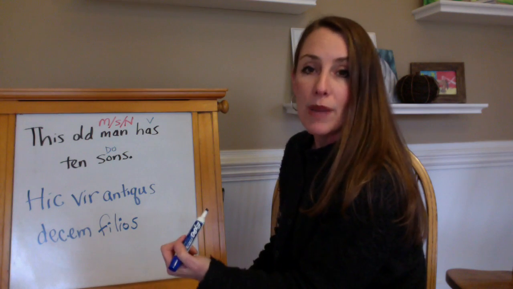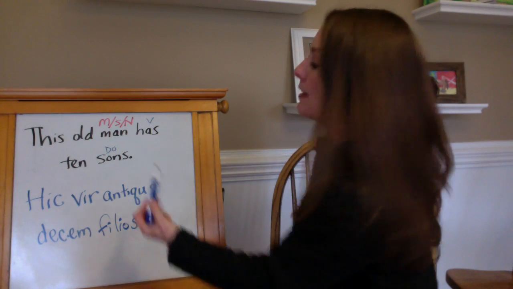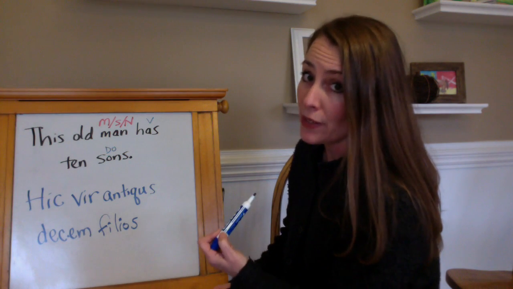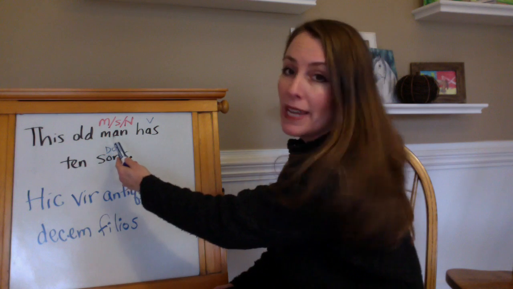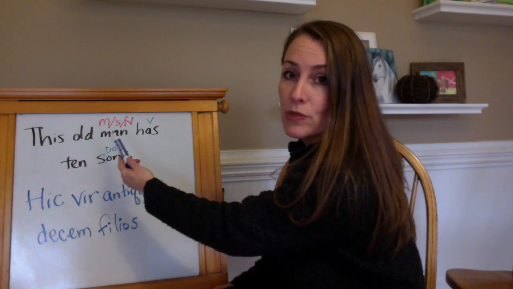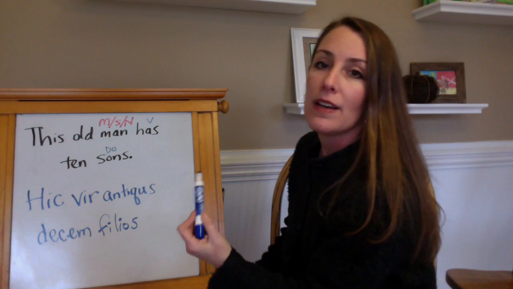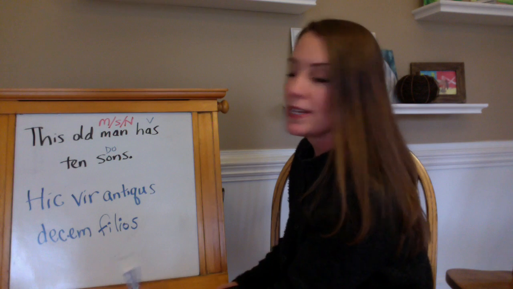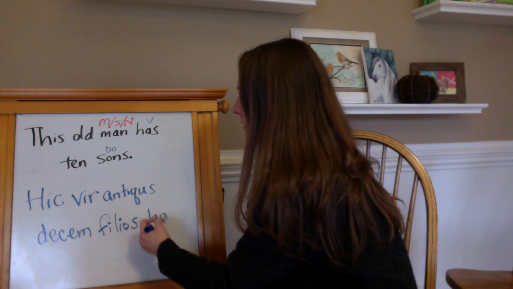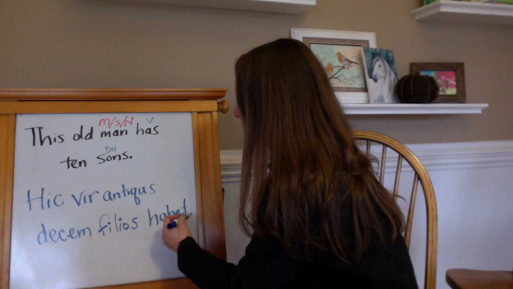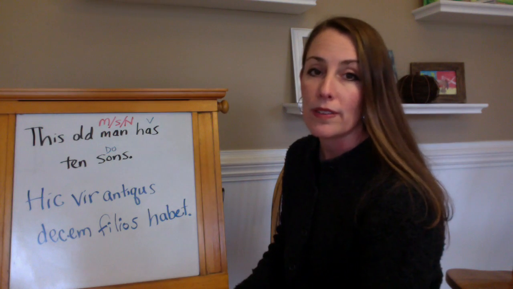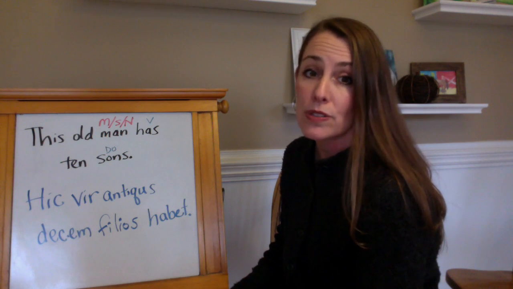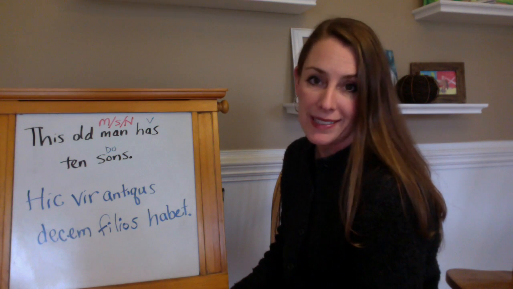And my verb goes at the end of the sentence in Latin. So he has, and the verb for to have would be habeo. But I don't have 10 sons. The man has 10 sons. So the pronoun we would use would be he. So we say habeo, habes, habet, and habet would be for he, she, or it has. And there is your translation for this old man has 10 sons. Hic vir antiquus decem filios habet.